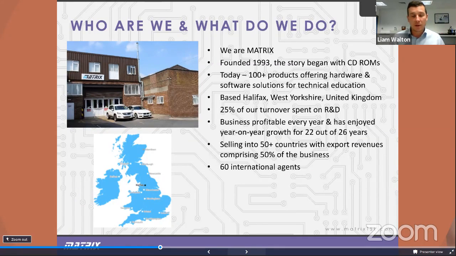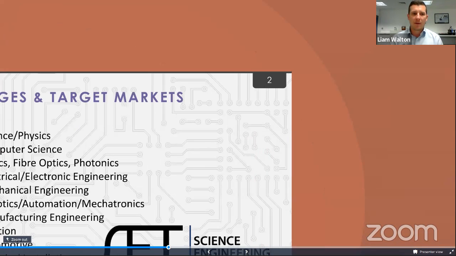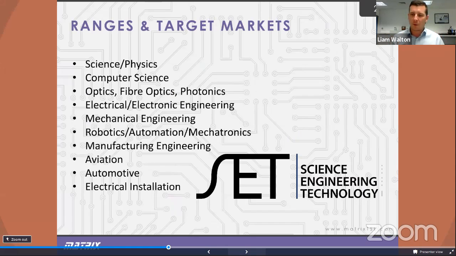We've adopted a number of different product ranges. Today we're going to talk about one or two of those, but there's a lot of different products that we have to offer, and we cover a whole range of different disciplines and target markets. So we cover science and physics as one, which we'll talk about today. We cover computer science. We'll touch briefly on optics, fiber optics, and photonics.